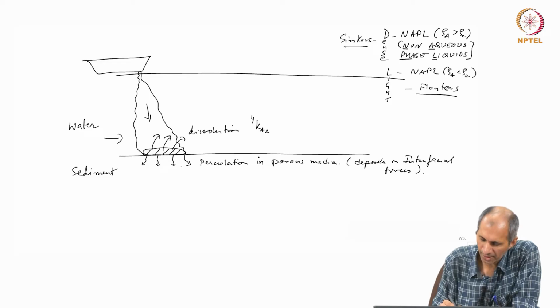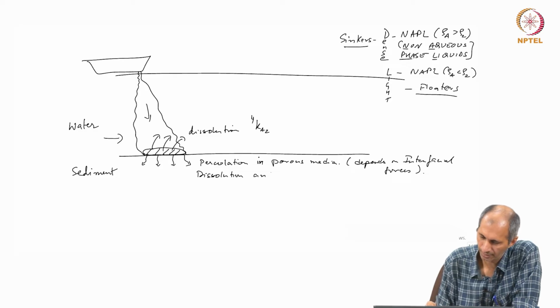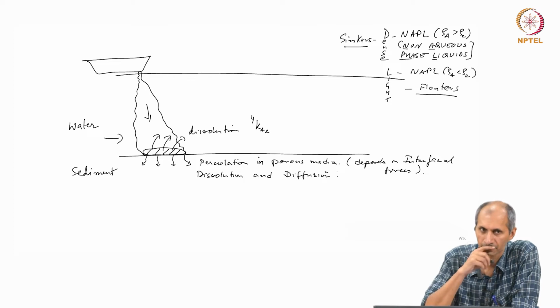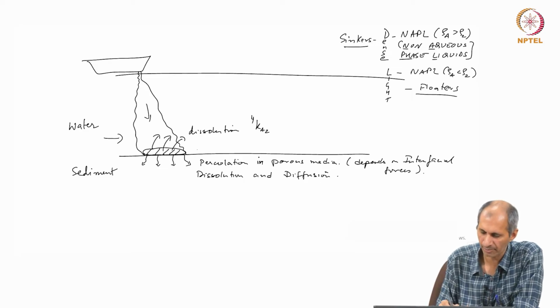The other possibility, which will definitely happen, is dissolution and diffusion into the sediment. So, over a period of time, you start with this big spill on the surface, and over a period of time this spill can spread.